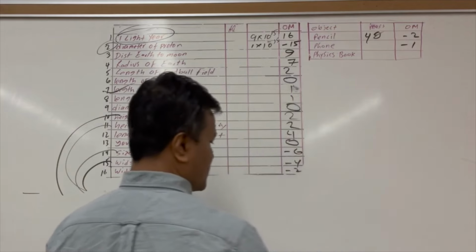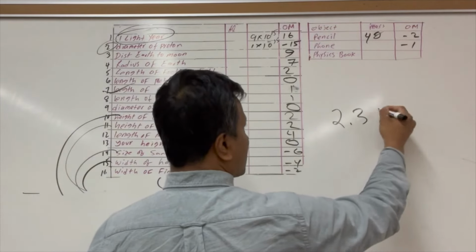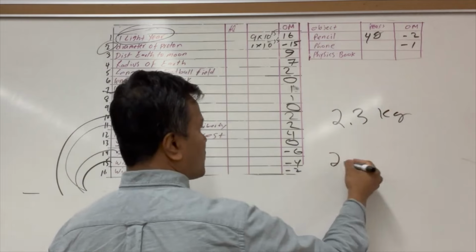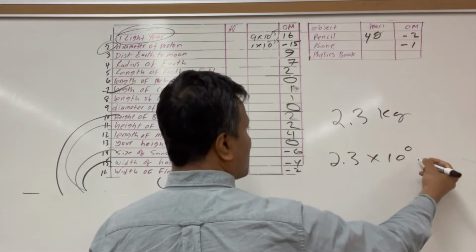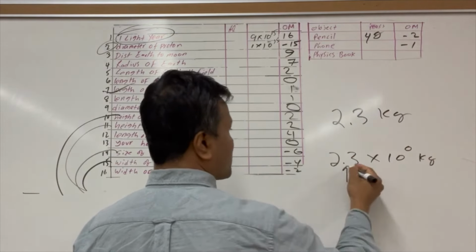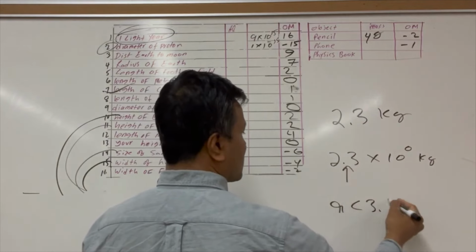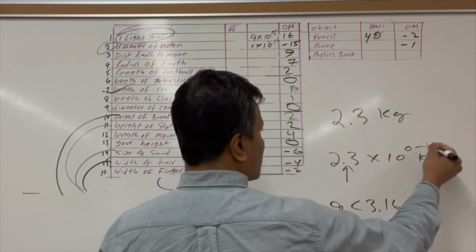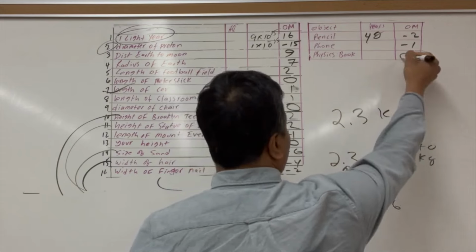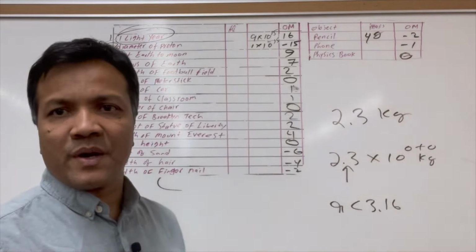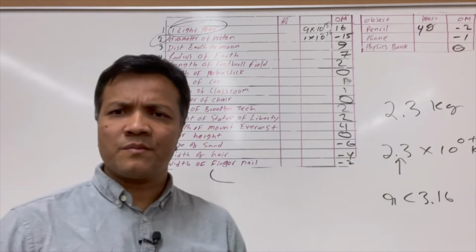Okay, now physics book. The physics book is 2.3 kilograms, right? So 2.3 times 10 raised to 0 kilograms. A, 2.3, is less than 3.16, so B must be 0. 0 order of magnitude. Okay, if you see any typo, let me know. I'll make the correction.